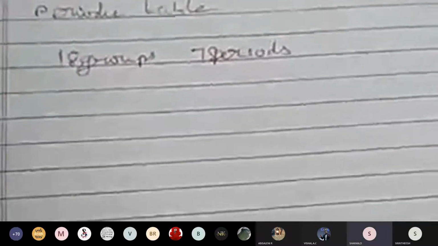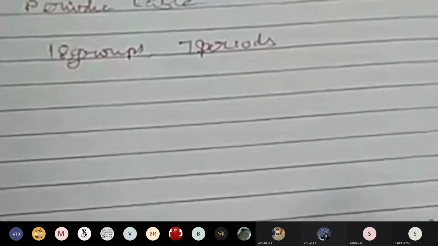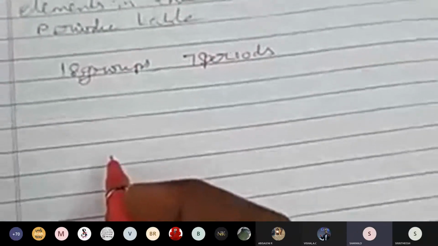Now, first of all, you must learn how to find the number of periods according to the 9th standard basis. Tomorrow, what I'm going to say is in the plus one syllabus, which is advanced. Today, I'm going to teach the 9th standard syllabus. See, 18 groups are there and 7 periods are there in the modern periodic table. To find the electronic configuration, first of all you must know the atomic number.